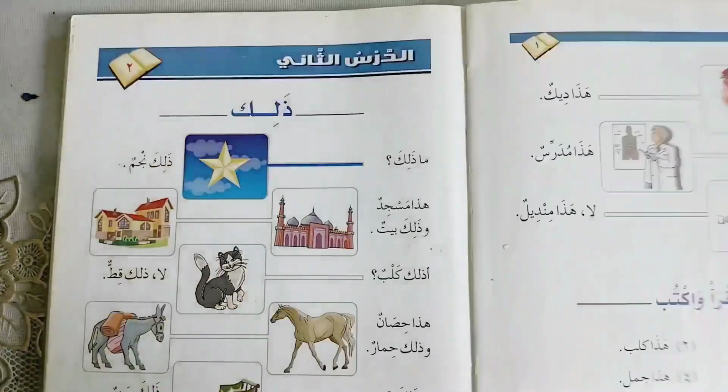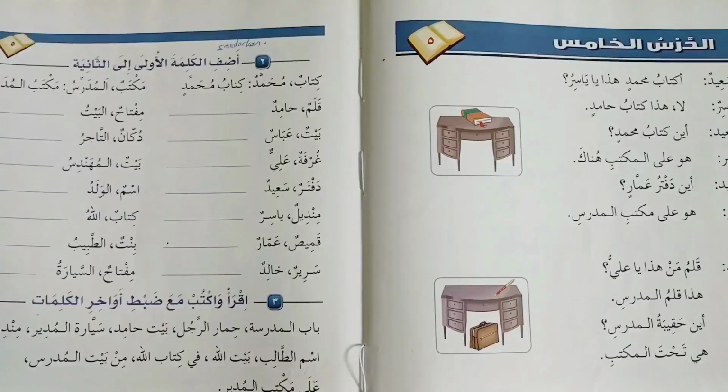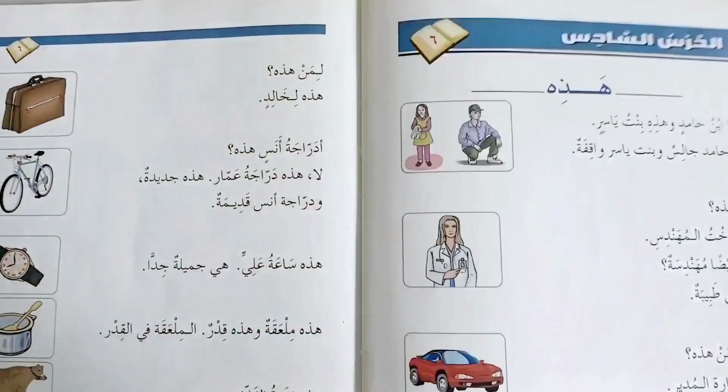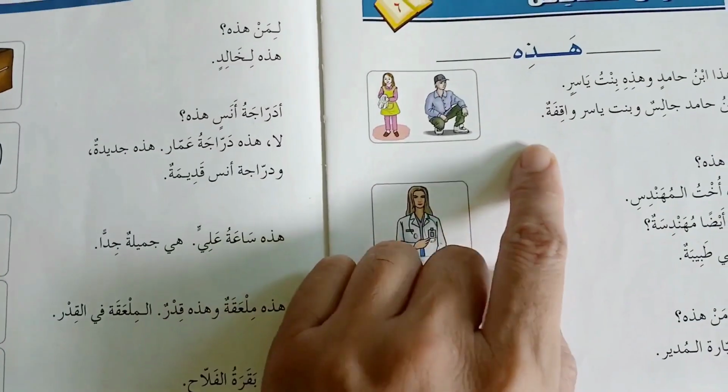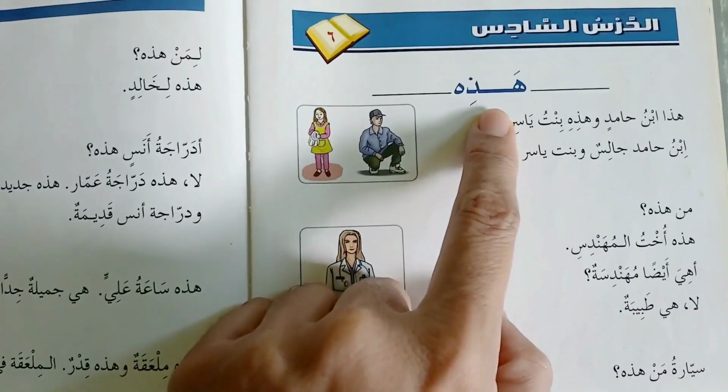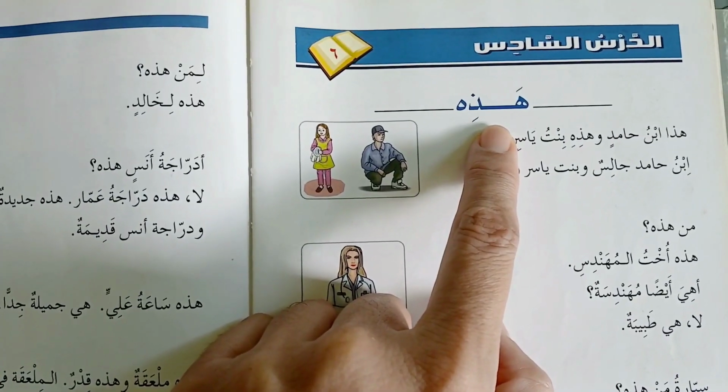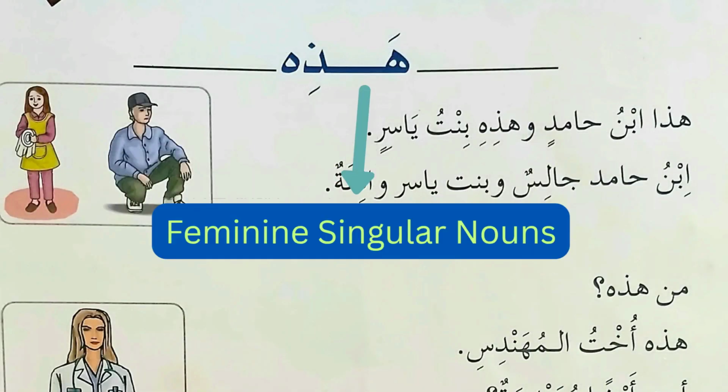You have already learned hadha, which means this. You use it for all masculine singular nouns, like hadha baitun. This is a house. Now we learn hadhihi. It also means this, but it is used exclusively for feminine singular nouns.